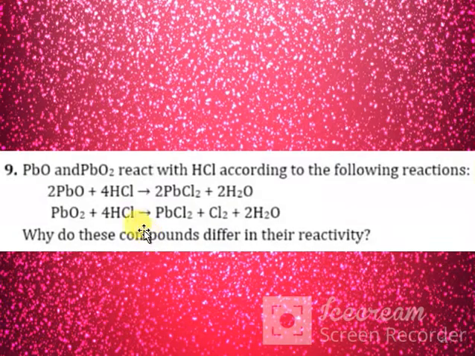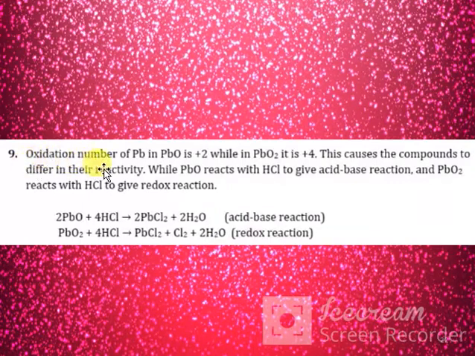Next, PbO and PbO2 react with HCl according to the following reactions. Why do these compounds differ in their reactivity? Answer is, the oxidation number of Pb in PbO is +2, while in PbO2 it is +4. This causes the compounds to differ in their reactivity. PbO reacts with HCl to give an acid-base reaction, and PbO2 reacts with HCl to give a redox reaction. So the first one gives an acid-base reaction and the second one is a redox reaction.